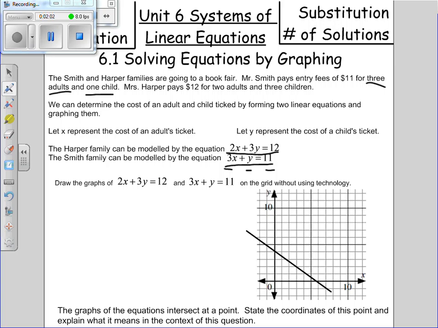Can we draw these graphs in the form that they're in right now? No, it's going to be a struggle. What type of form would we like to change that into that would make it easy to graph, Josh? Slope point form would work, but we don't really have a point. Slope intercept form would be fantastic, wouldn't it? Yeah.